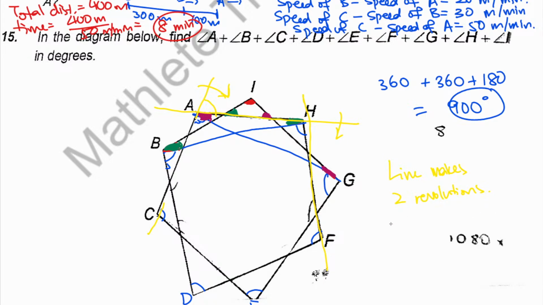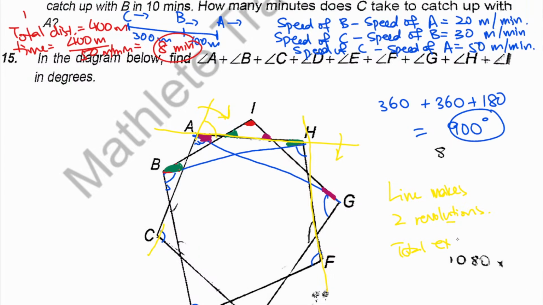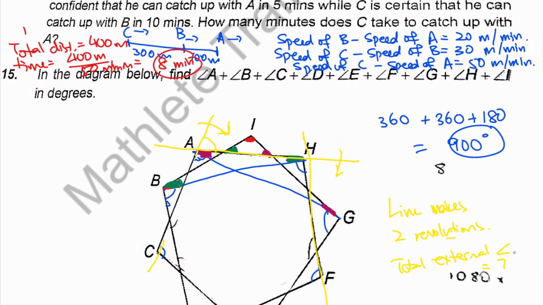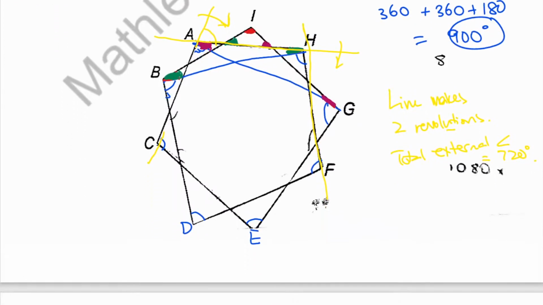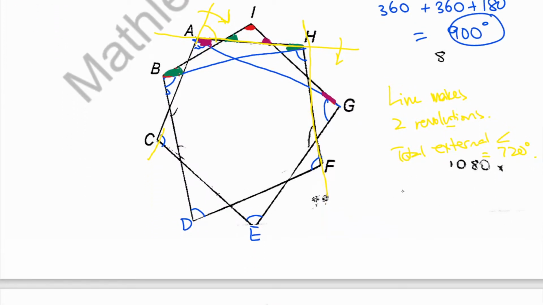This means that the total external angle is equal to 720 degrees, right? Therefore, your answer will be 9 times 180 minus 720, which is precisely 900 degrees. Okay, so both methods will work.